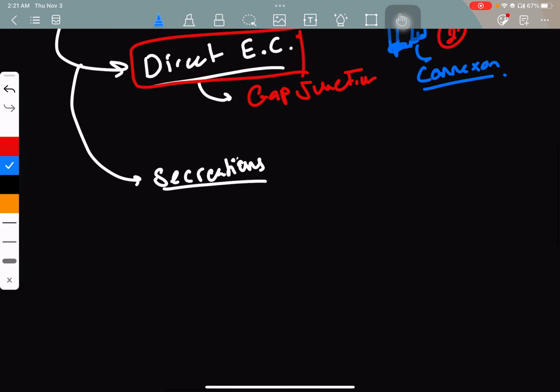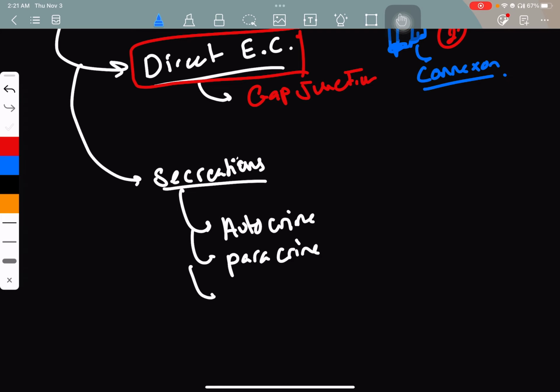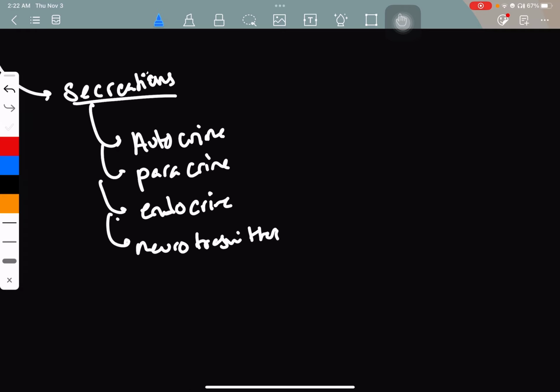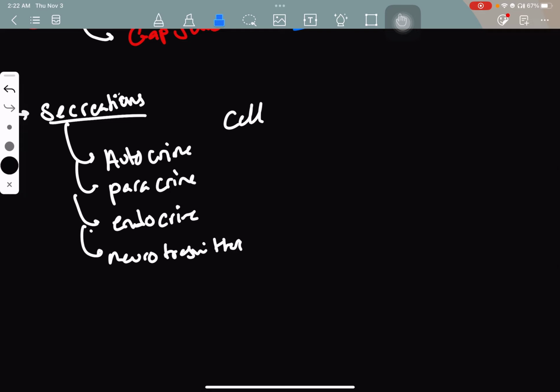Another thing that we have is secretions. There are four types: autocrine secretions, paracrine secretions, endocrine secretions, and neurotransmitters. Autocrine is when substances or signals come from the cell, go out, and come back to the cell. You have receptors in the cell that interact with these signals and affect the same cell.